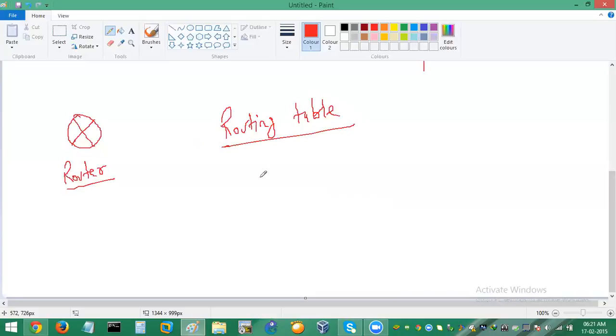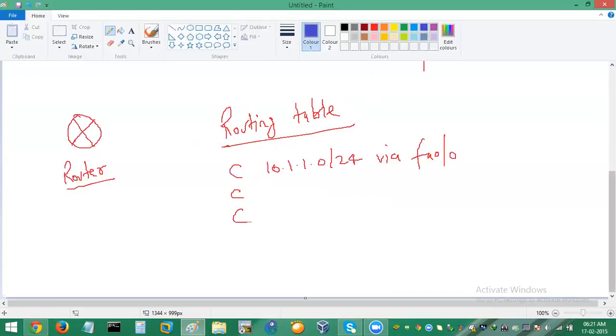In the routing table, by default, let's say you have C. What does that mean? You have a connected route, right? So let's say I have a connected route 10.1.1.0/24 via the FA0/0 interface.